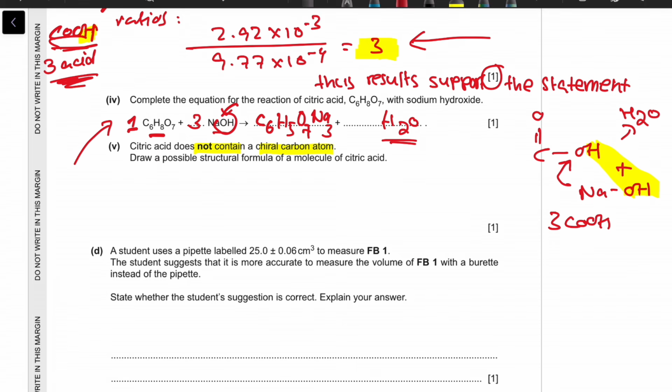Draw a possible structure, okay? So, no chiral carbon atom, so no single C central atom is bonded to 4 different groups. What I'm saying is, a chiral carbon atom is bonded to 4 different groups. Otherwise, it's not a chiral carbon atom, okay? Now, we have to be very careful because although we know that there are 3 carboxylic acid groups, we can't say for sure that those are the only functional groups present.